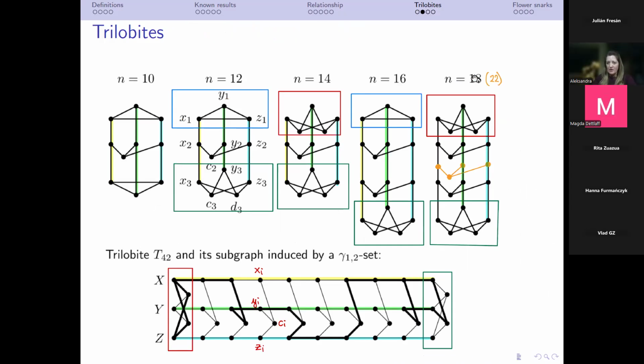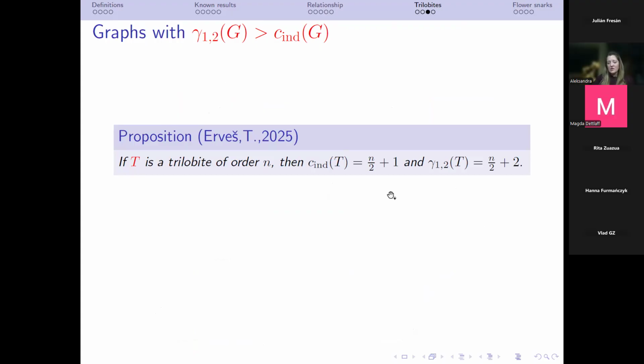This is just to show you an example of how we get a trilobite on 22 vertices from a trilobite on 18 vertices. We just add this orange claw here, and you can see here some longer trilobite, with its gamma_{1,2} set, these bold edges. If you take a look at them, this is the optimal gamma_{1,2} set. Well, it was a challenge to prove that C_ind of T is n over 2 plus 1, and that gamma_2 is n over 2 plus 2. So gamma_{1,2} is 1 bigger than C_ind, so we have the opposite inequality.